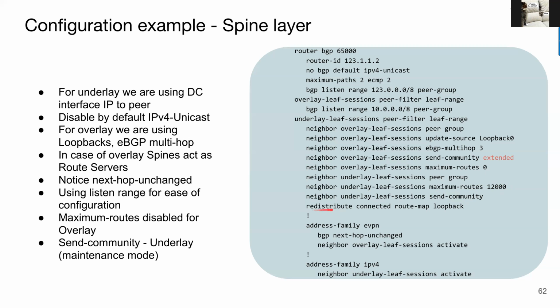And then finally, for this section, we're going to redistribute our connected routes. And here we have created a route map called loopback. And we want to redistribute our loopbacks. Why? Because we need L3 connectivity in our underlay for all of our loopbacks for both EVPN and VXLAN. So we're going to redistribute those into our underlay and into BGP.